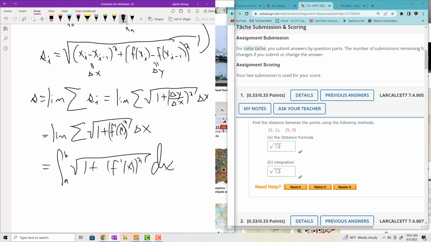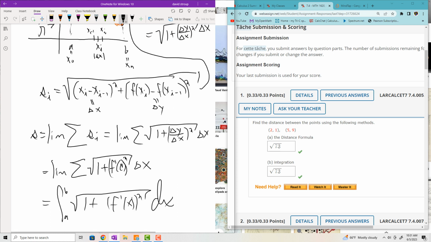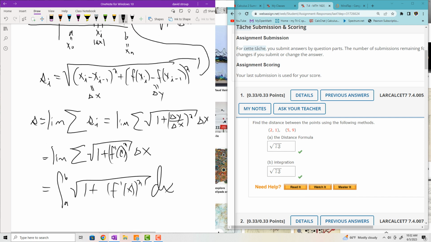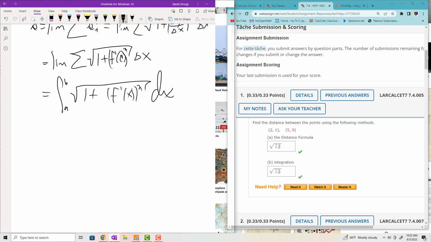Long story short, that's our arc length formula, and to remember it, there's a distance formula flavor to it. You're just missing that initial change in x squared part, but it definitely has the archaeological remains of the distance formula in the ultimate form.